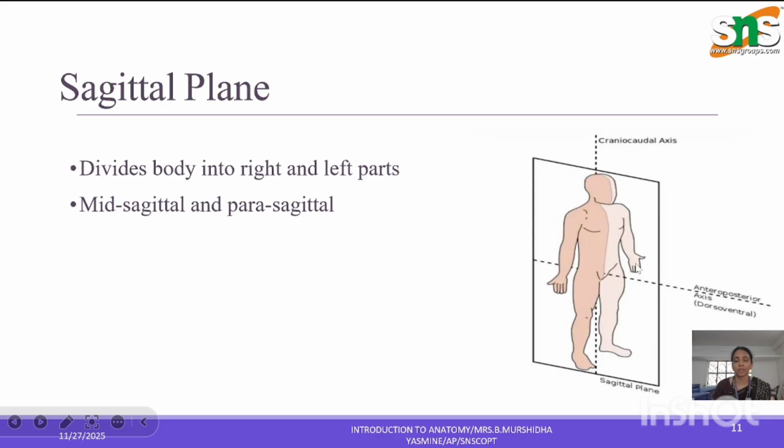That is the mid-sagittal plane. The parasagittal plane refers to the plane which is lying parallel to the sagittal plane. That will also give you the right and left parts, but not equal parts. The right and left unequal parts of the human body are given by the parasagittal plane. The right and left equal parts of the human body are given by the mid-sagittal plane. So that is the common difference between the mid-sagittal plane and the parasagittal plane. Basically, the sagittal plane divides the body into right and left parts.